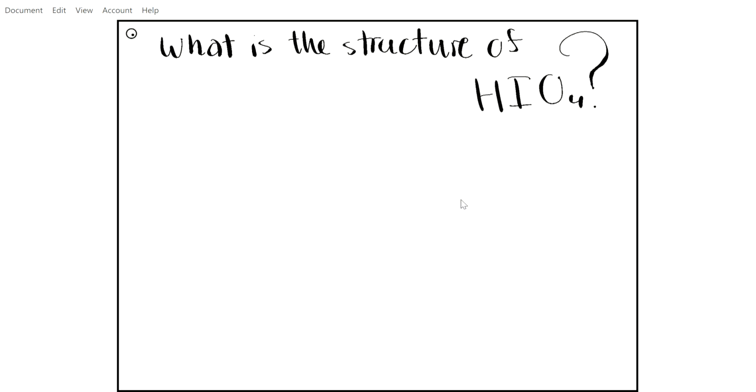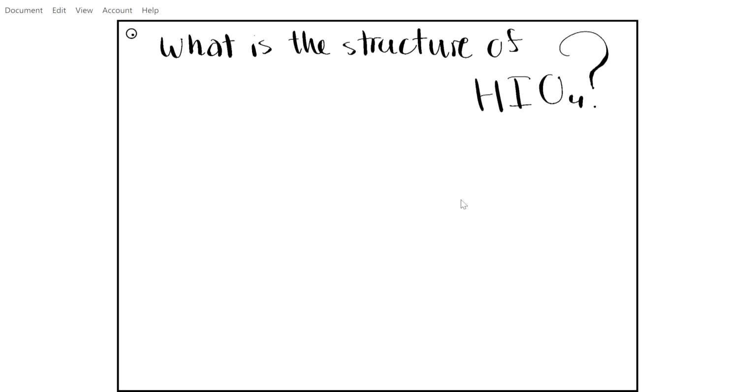Hello. So right now I want to discuss how to find the structure of HIO4. So first thing I like to do, this is how I like to do it. First thing you want to do in general is to find out what the central atom is, right? In order to find this out, we're going to look for whatever is least electronegative. We're not going to be talking about hydrogen. So it's either going to be iodine or oxygen, right? These are the two we're choosing between.